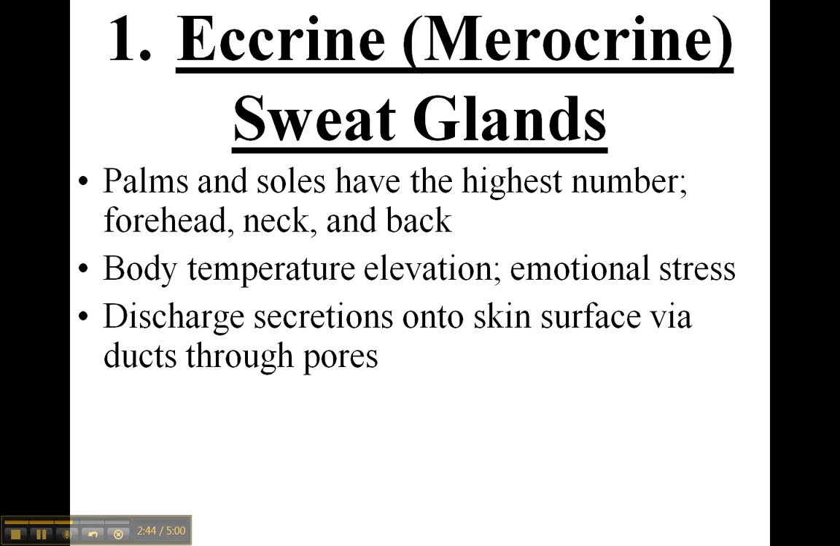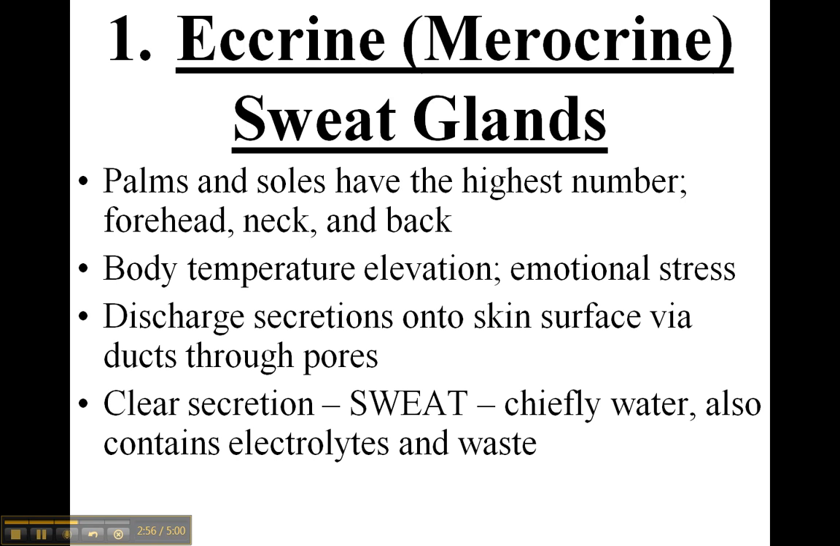There are sweat gland ducts, and it is through these ducts that the secretion gets to the surface, and there are pores on the skin where those ducts open up. The secretion in eccrine sweat glands is a clear secretion, and it's called sweat. It's chiefly water, but there are some electrolytes in it, like sodium chloride, as well as waste products like urea.